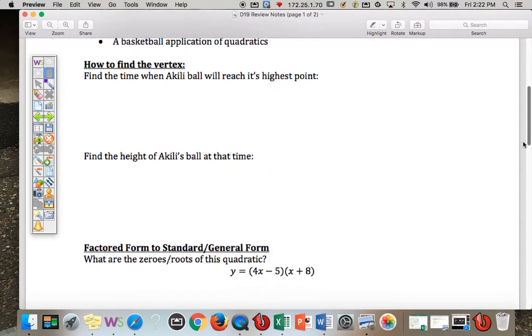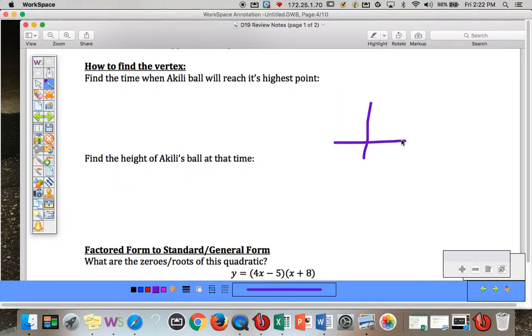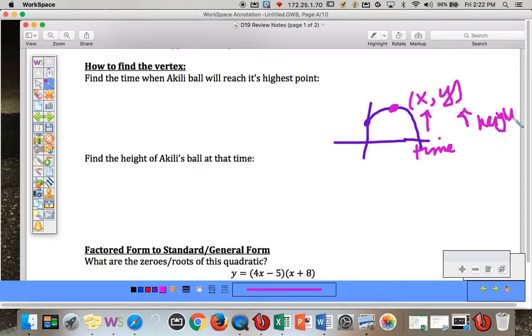So if we draw a picture of what that looks like, Achilles would throw his ball from 6 feet, it would go up and then go down. So we're looking for the vertex, and we're looking for the x value of the vertex. X is time, and y would be the height at that time. All right, so if you recall, to find the vertex, x equals opposite b over 2a.